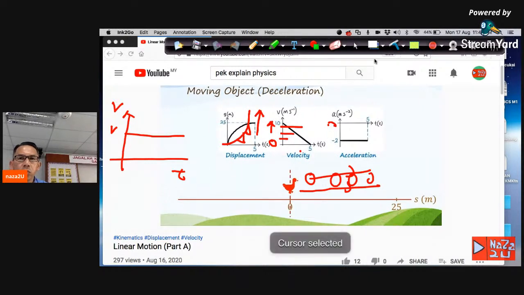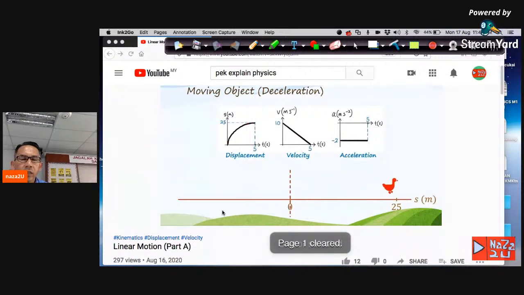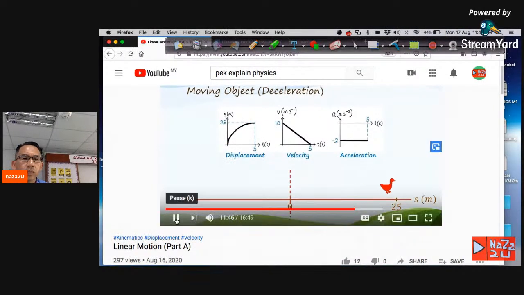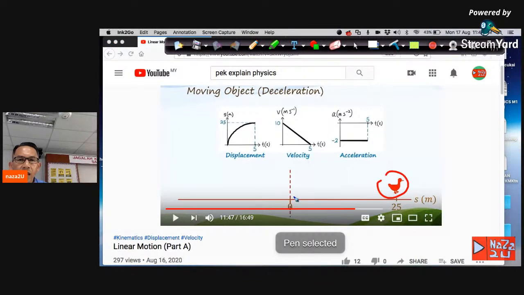Moving object with deceleration. See the duct? So acceleration is slowing down. The duct is slowing down. Okay. Yang ni pula kalau kamu tengok kat sini, titik ni dia bergerak daripada laju, lepas tu dia semakin perlahan. Awal dia laju, semakin perlahan dan dia berhenti. Okay.